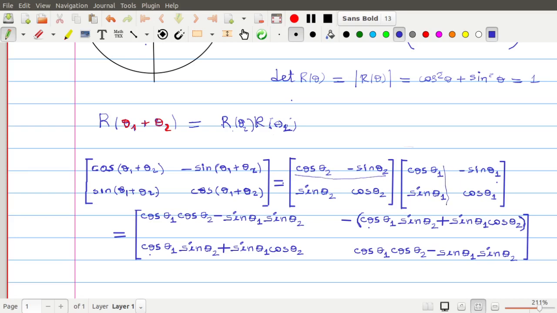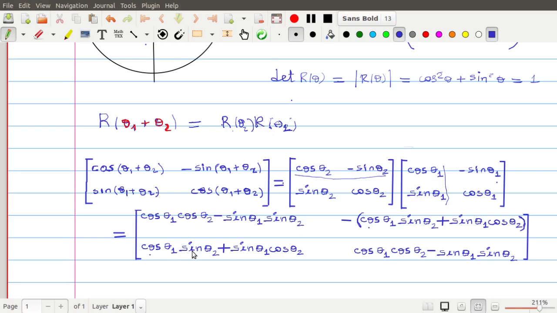This times that. So it gives us cosine theta 2 into cosine theta 1, which we can see, right? Cosine theta 1 cosine theta 2 minus sine theta 2 sine theta 1, or sine theta 1 sine theta 2, which is given here. So that is for the first entry.